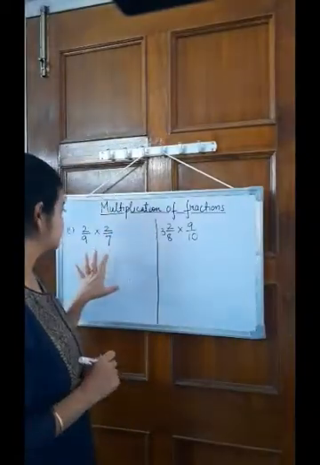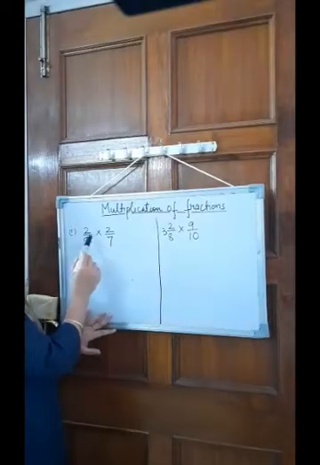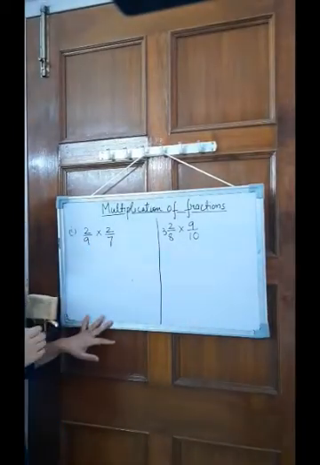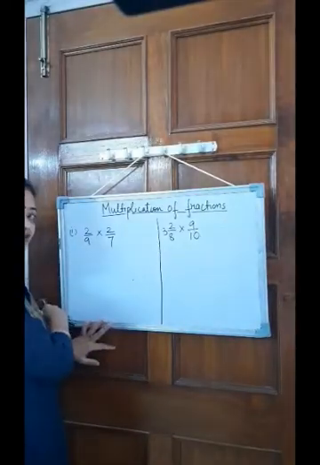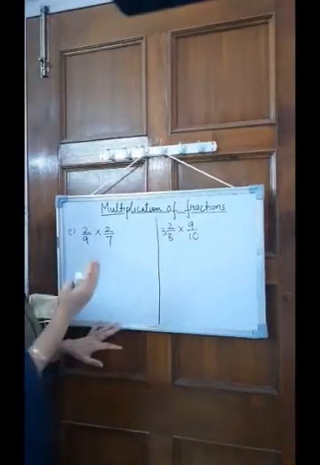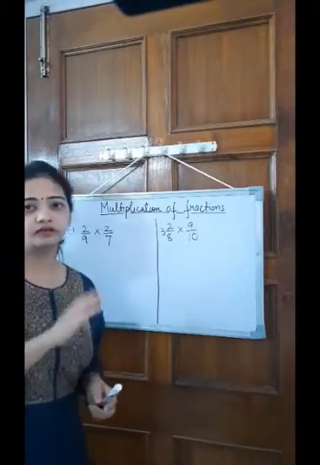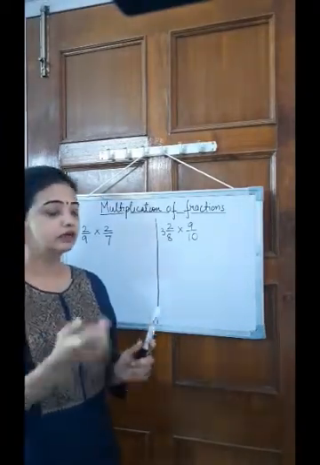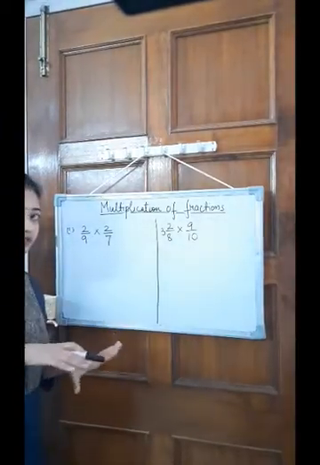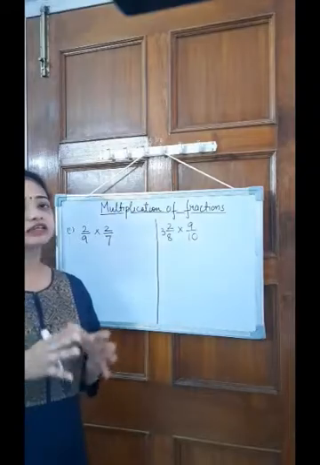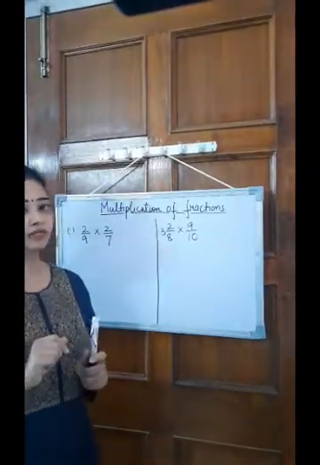So let's see the first part. It's 2 upon 9 multiplied by 2 upon 7. Now in this case both the fractions that I have taken here are proper fractions. So what we do in multiplication, we multiply numerator with the numerator and denominator with the denominator. But before that we have to check one thing, that is in case any number is there that we can cancel. If we can cancel any number, then we'll cancel it first and then we multiply.